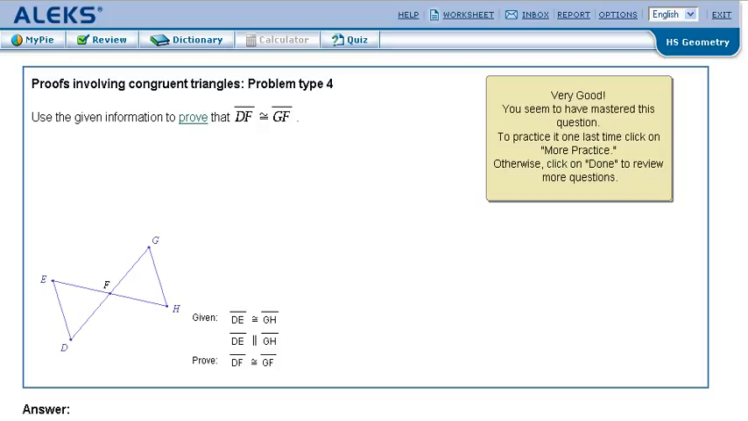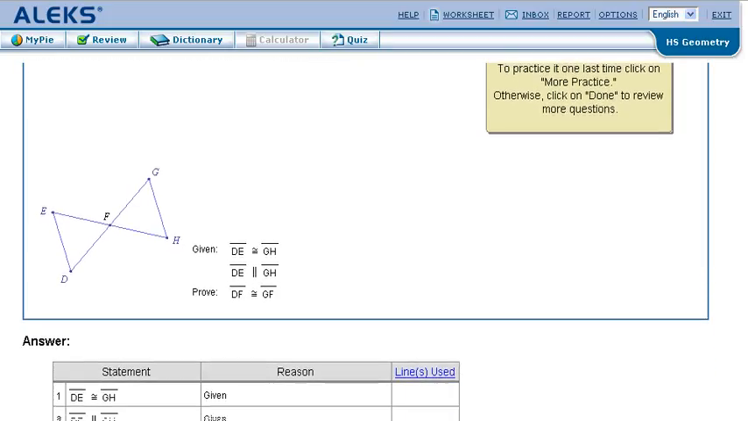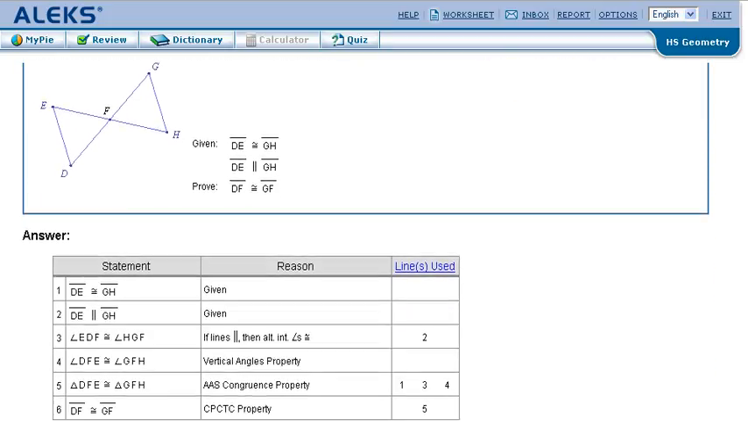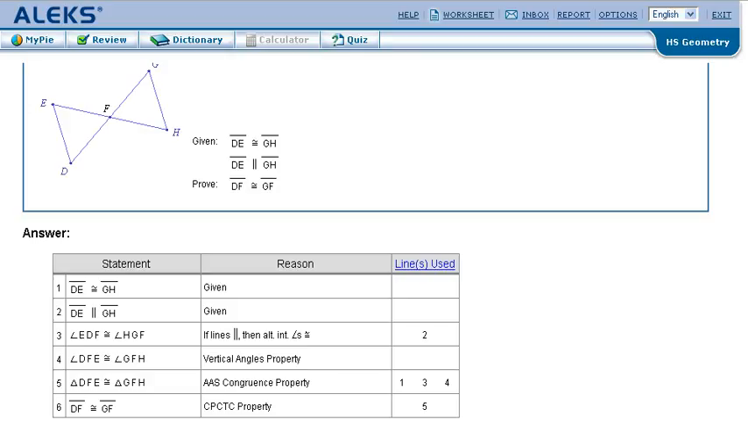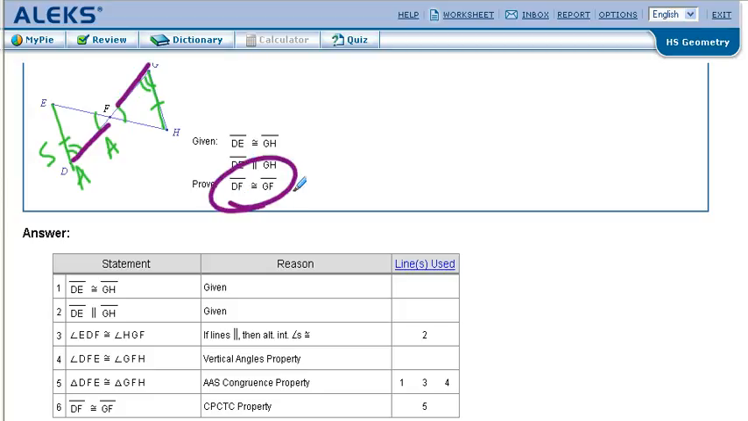So once again, here's the proof in its entirety. We see that these two sides are congruent because it was given. And then because of the parallels, we got these two angles congruent, and then vertical angles right here. So we were congruent by angle side, and if the triangles are equal, therefore we can say the parts are equal. DF and GF are congruent, and that is what we're trying to prove.